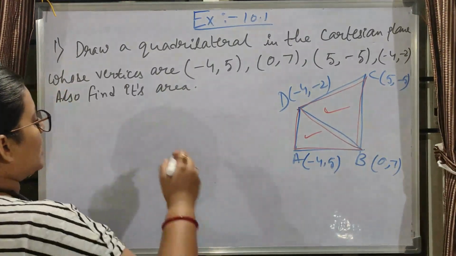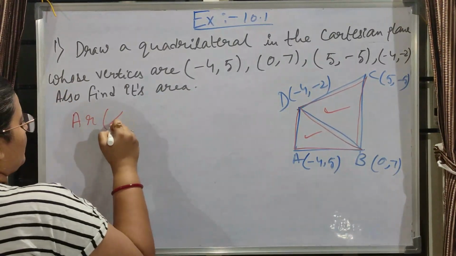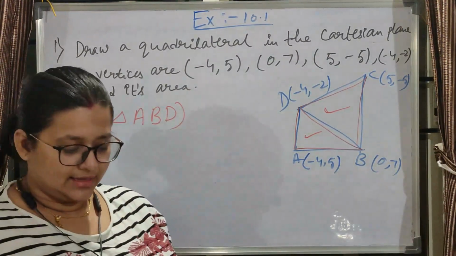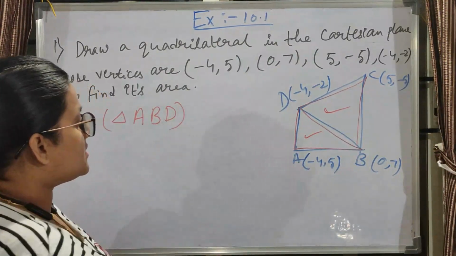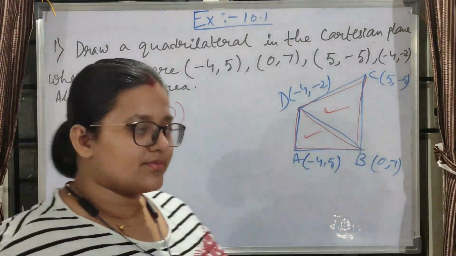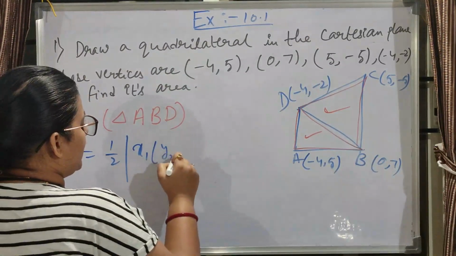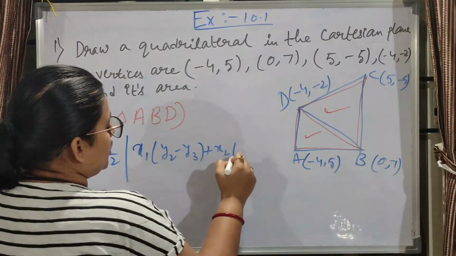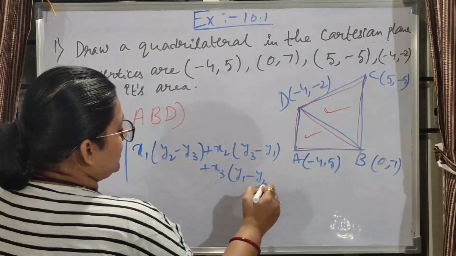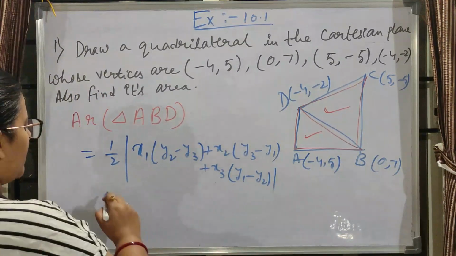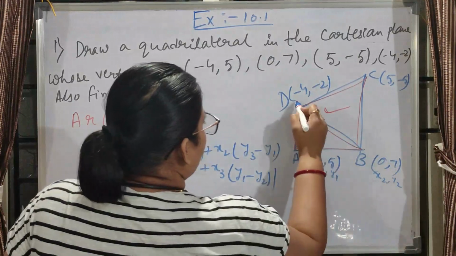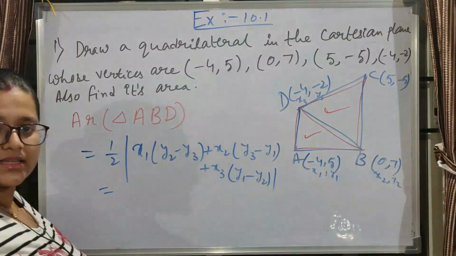So the area of triangle ABD. The formula was half into x1 into (y2 minus y3) plus x2 into (y3 minus y1) plus x3 into (y1 minus y2). Okay, this was the formula. So here this is x1 y1, x2 y2 and x3 y3 for triangle ABD.